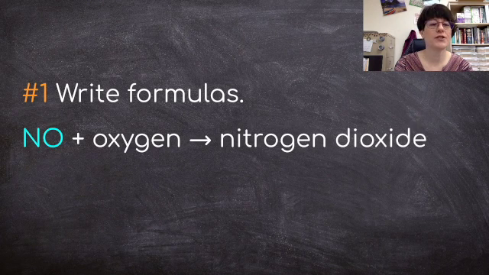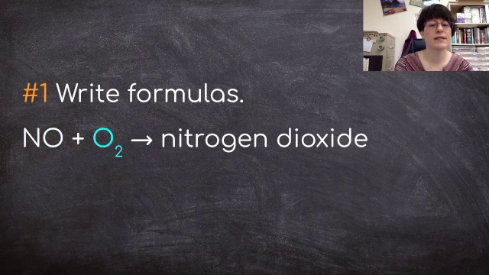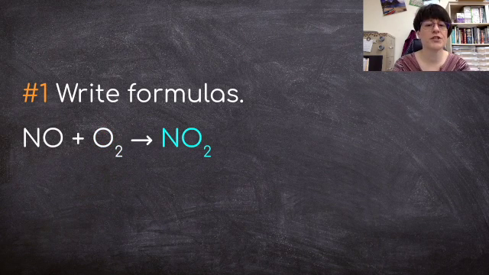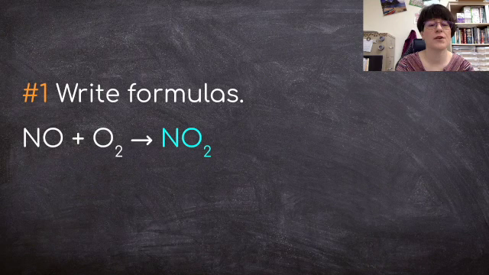So we know that nitrogen monoxide is NO. Oxygen, oh yeah, that's a diatomic, so we have to write it as O2. And then nitrogen dioxide, remember, is 1 nitrogen and 2 oxygen, so that's written as NO2. So now we have our formula.